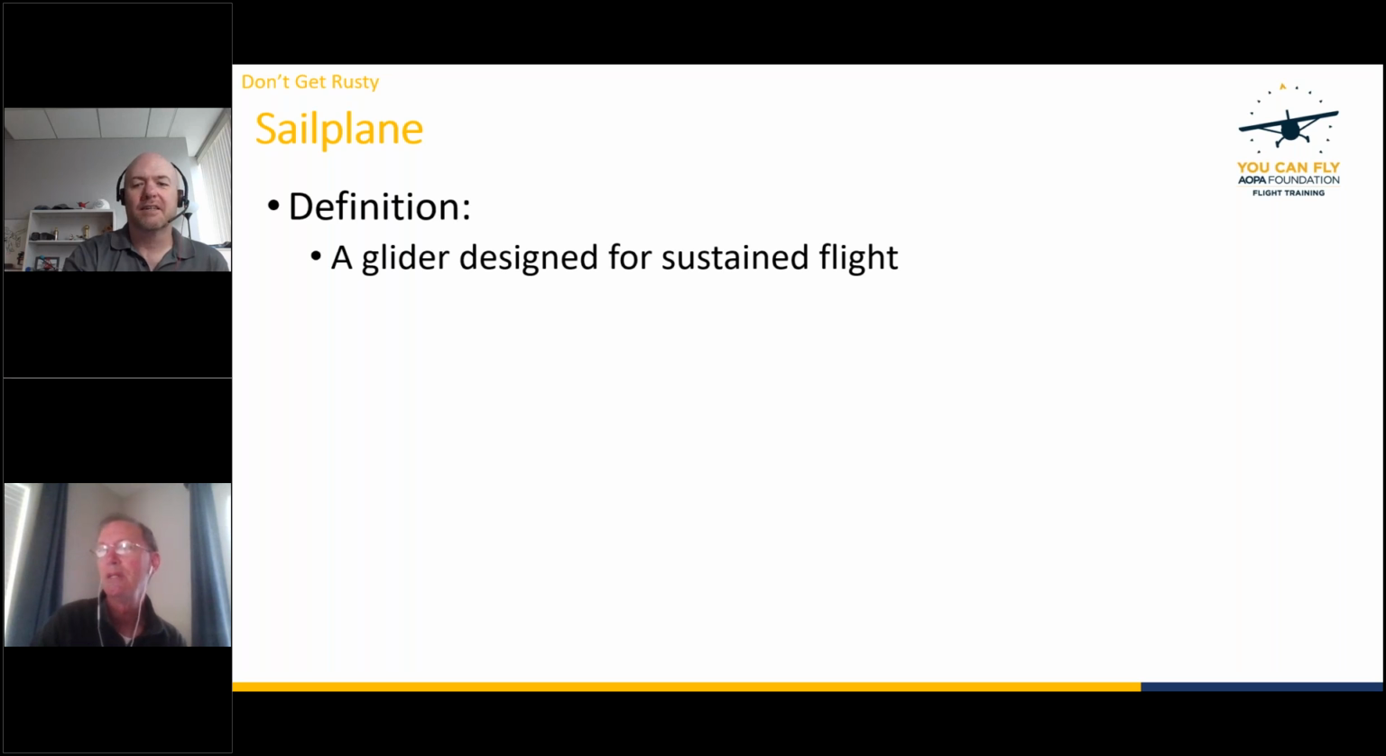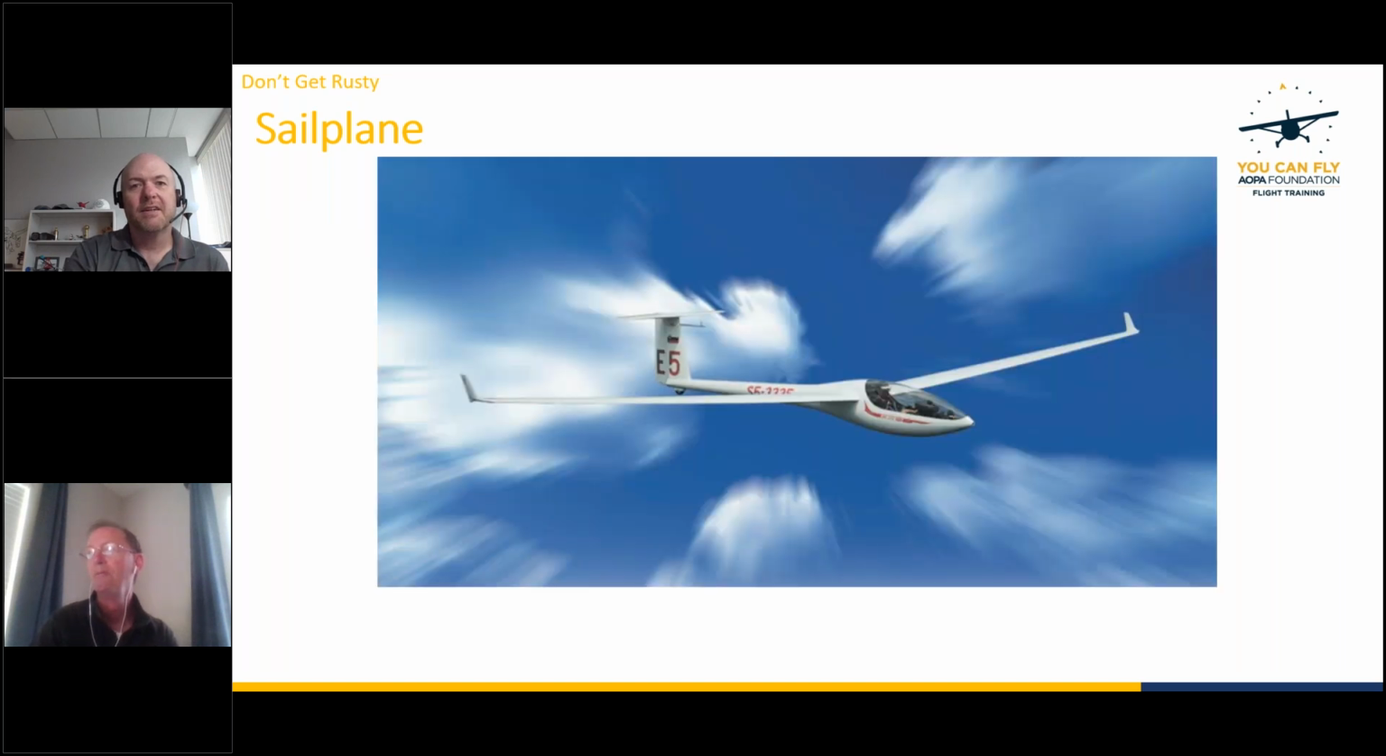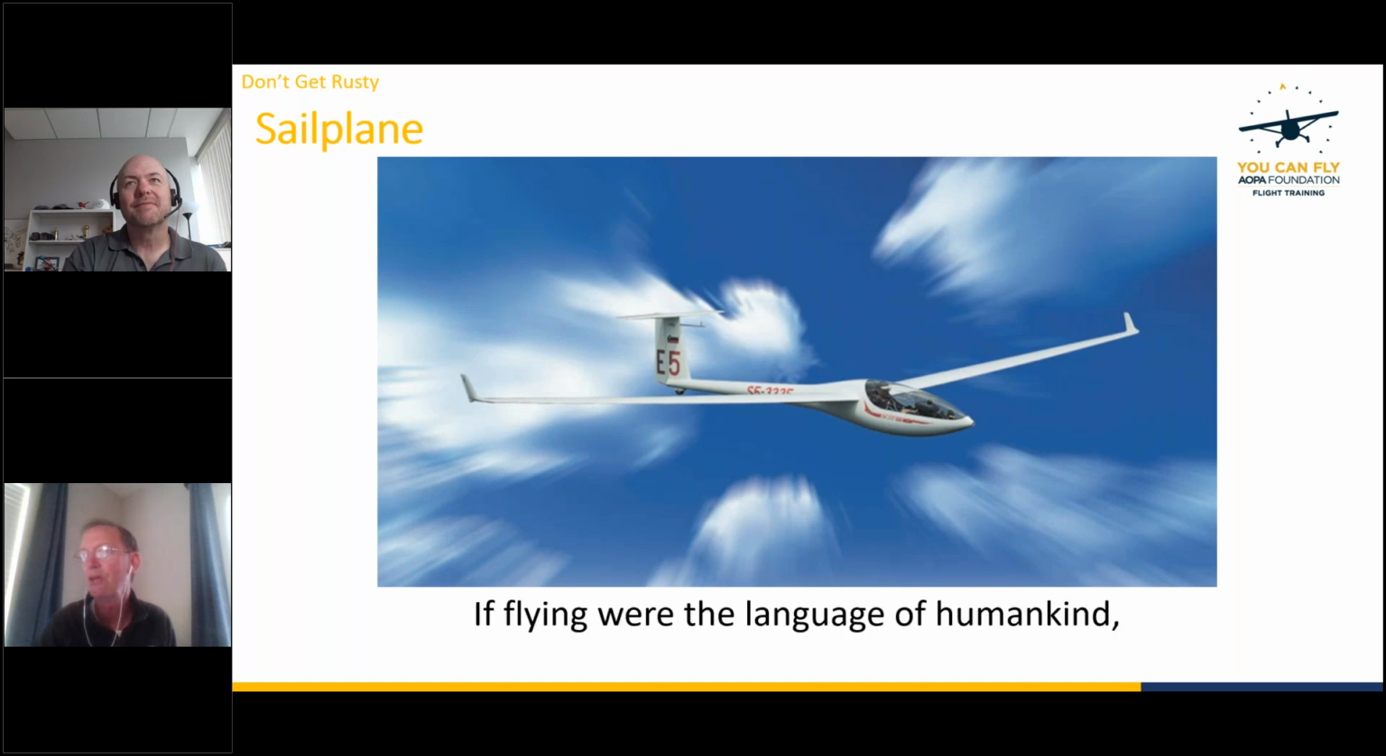So by definition, then, a sailplane is a glider which is designed for sustained flight. This is an example. This is my first glider. Well, it's not actually my first glider, but it's the model of the glider that I had, and it's absolutely beautiful. This is like the most beautiful thing I think maybe we've ever created. But in fact, it's often said that if flying were the language of humankind, soaring would be its poetry.